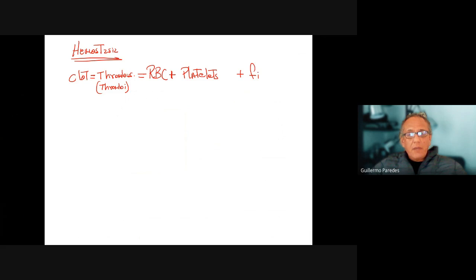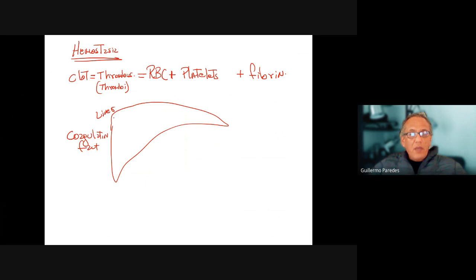The coagulation factors are going to be produced by the liver. These proteins, there are 12 of them: protein 12, protein 11, protein 10, protein 9, et cetera, protein 3 turns into protein 2, and they are going to make protein 1, which is the fibrin at the end. Each of these is a coagulation factor.